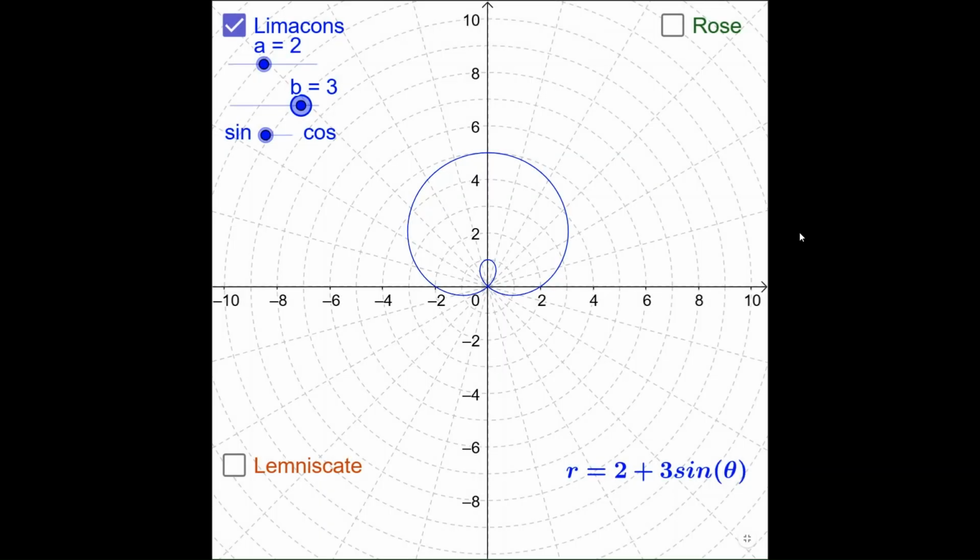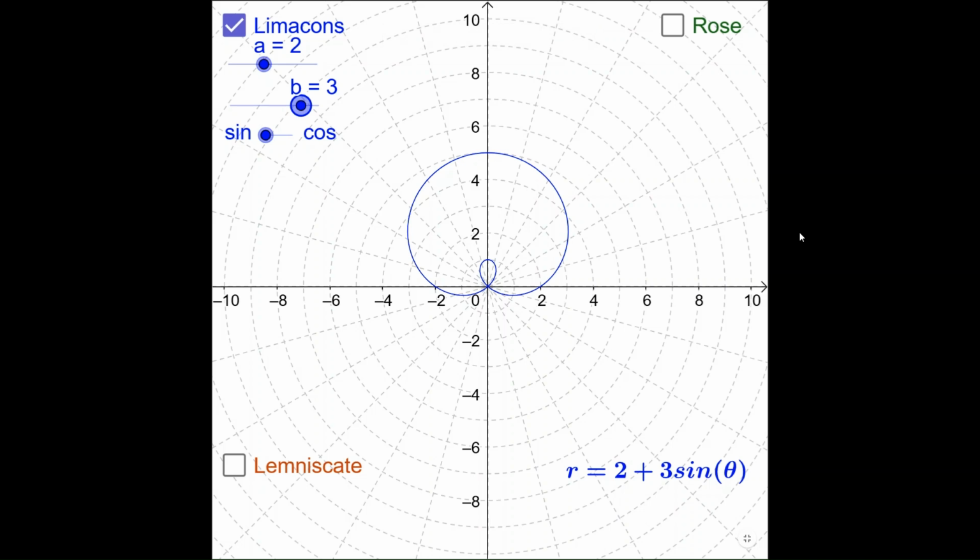So here we have, again, a limaçon graph, and it's the same equation that we had, r equals 2 plus 3 sine of theta. What we saw before is this graph is almost a circular graph. It looks kind of like a circle, but at the bottom it curls up more steeply and intersects the origin, and there's the second loop.